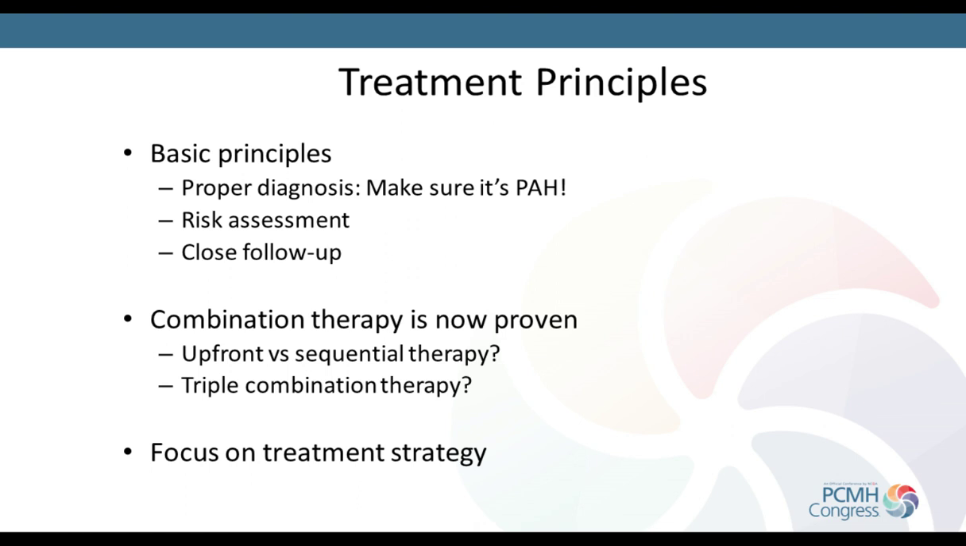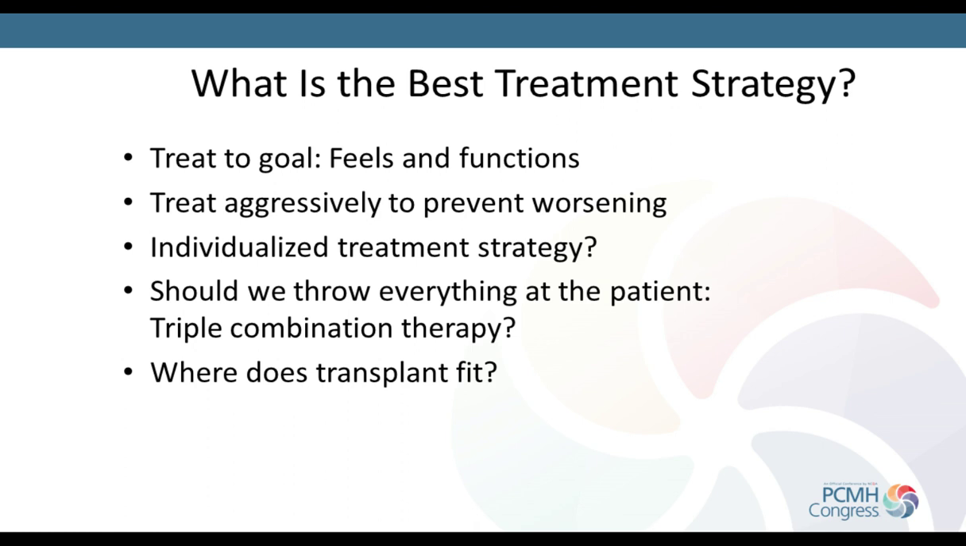And how we use those combinations, do we use one after the other? Do we start everything at once, throw the kitchen sink at them, is debated. But we really do focus in many ways on the strategy of treatment for a patient, in some ways more than the specific drugs that we use. And that's, again, shown here in terms of getting a patient to feel or function better, being aggressive with treatment, individualizing it, maybe throwing everything at the patient, and then lung transplantation, although it's kind of at the end of the road, is still an option for treating pulmonary arterial hypertension in patients basically failing everything else.